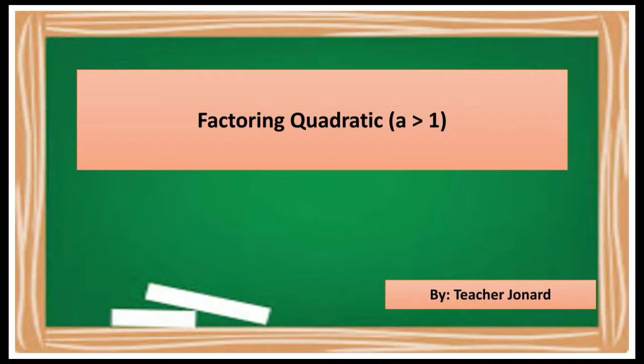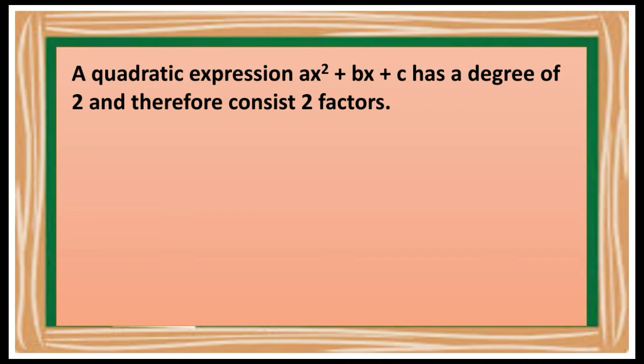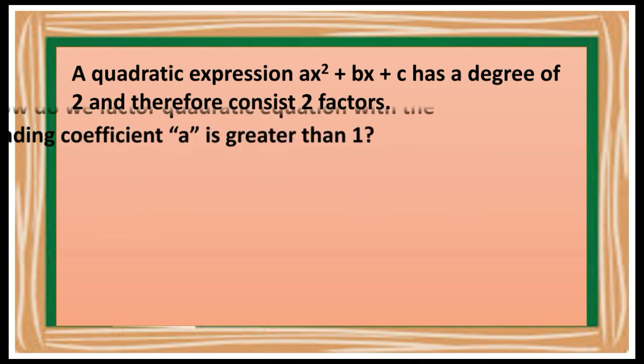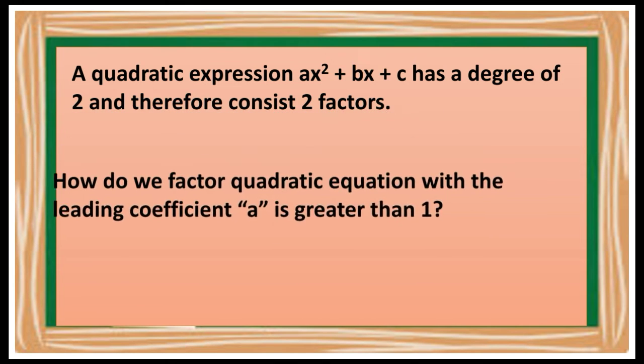Today, I'll be discussing how to factor a quadratic with the leading coefficient a greater than 1. To start with, we have this definition. A quadratic expression ax squared plus bx plus c has a degree of 2 and therefore consists of two factors. How do we factor this kind of expression?